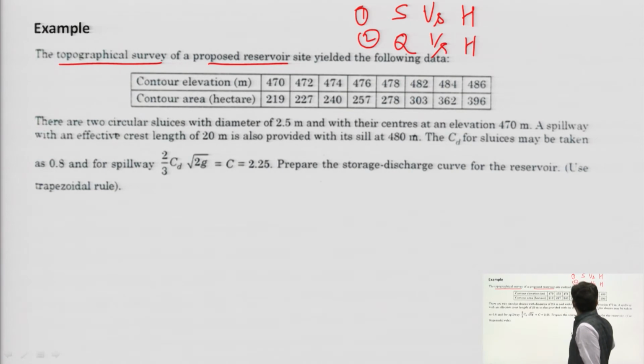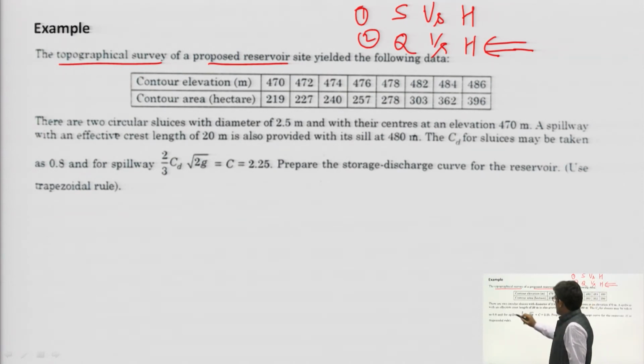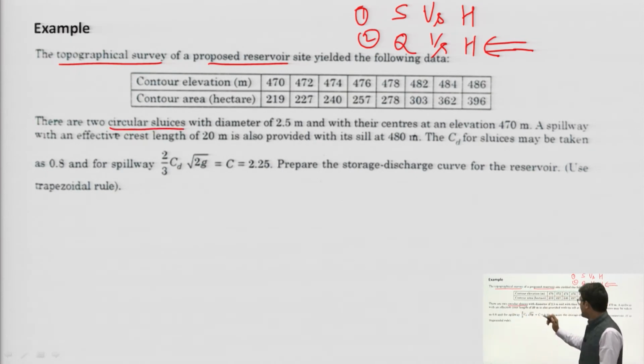Different discharge formulas that we will use, and for that we need different coefficient values C_D. Here it is given there are two circular sluice gates, with diameter of 2.5, same diameter.